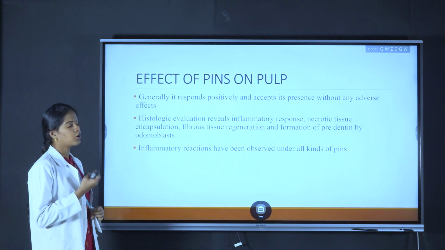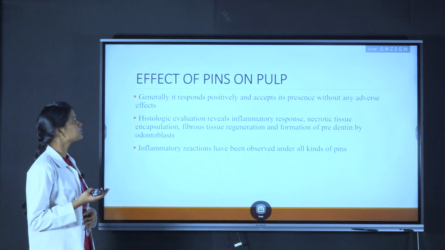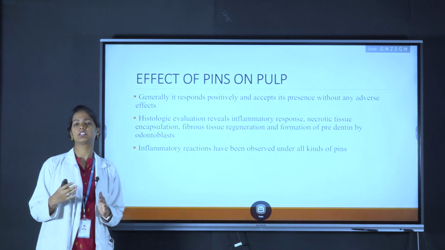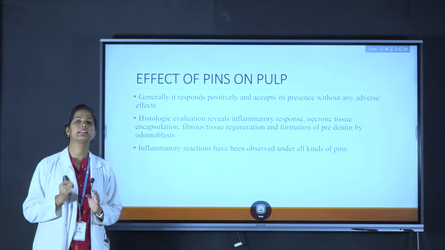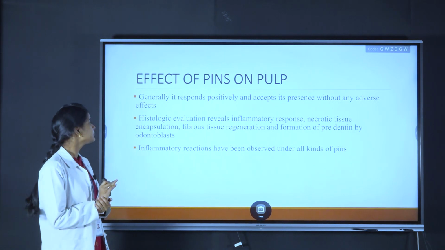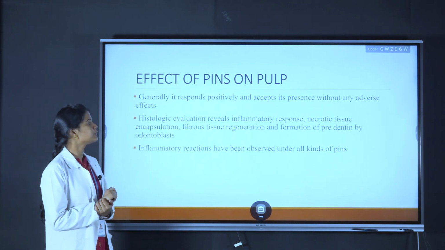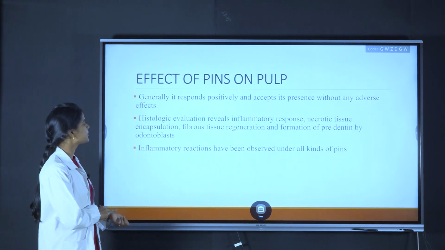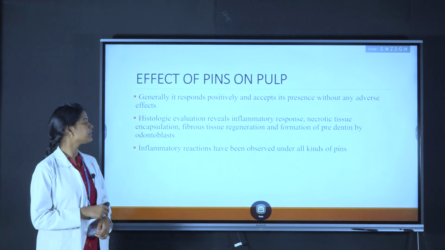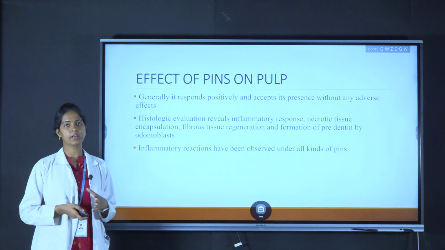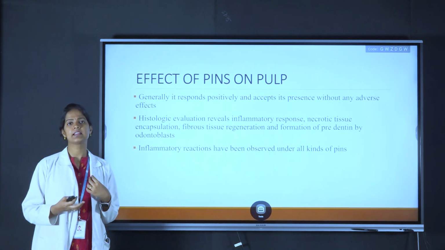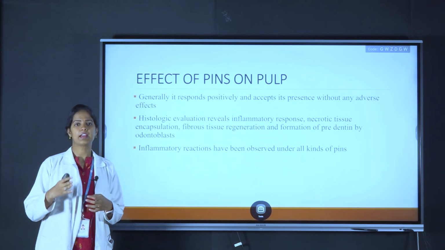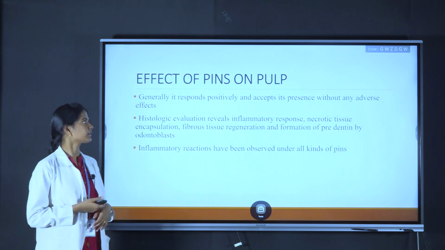So what is the effect of a pin on the dental pulp? Usually it responds positively and accepts its presence without any adverse effects, because we make sure that there is enough remaining dentine so that the pulp is protected properly. Histological evaluation reveals inflammatory response, necrotic tissue encapsulation, fibrous tissue degeneration and formation of predentine and odontoblasts, and inflammatory reactions can also be observed under all types of pins, but these are at a histological level, so this usually doesn't affect the tooth if the pulp is properly protected.